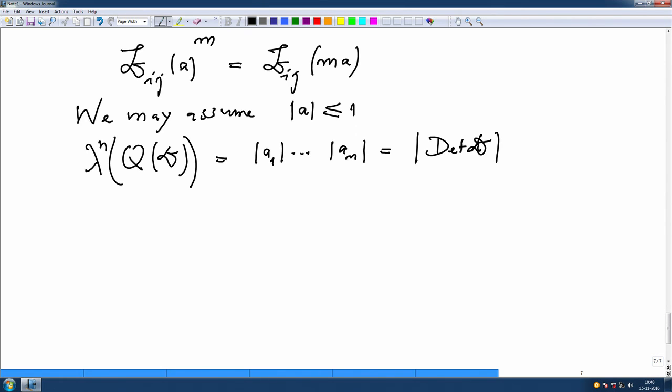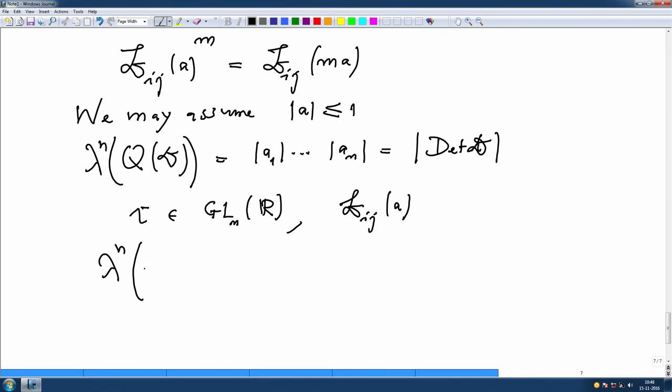So I only have to prove that if C is a matrix in GLN and I have an elementary matrix Bij A, then volume of C times Bij A equals volume of C. Now, okay, I have to prove that only for this.